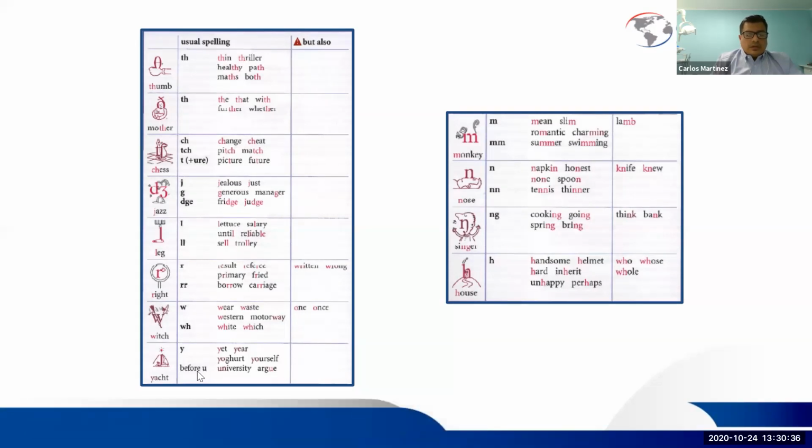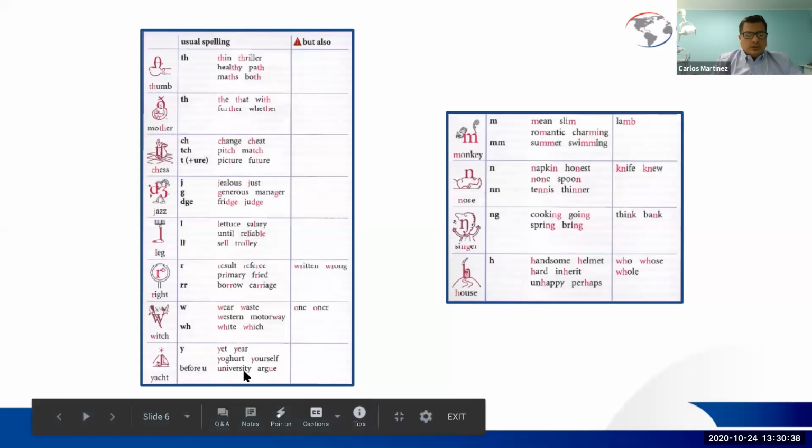Then we also have when it can sound like you, like university. You don't say oo, you say university. If it goes before the letter U, as in argue, you. You don't say u, argue, like you, argue. University, very good.